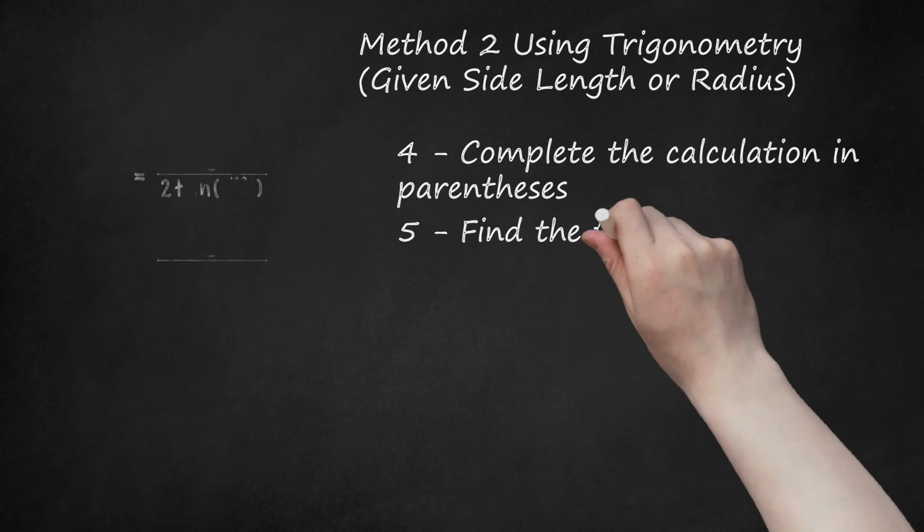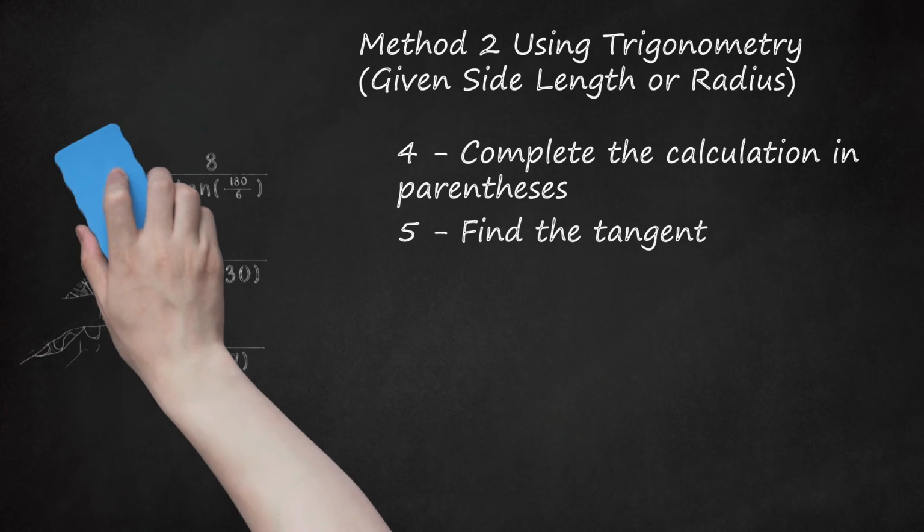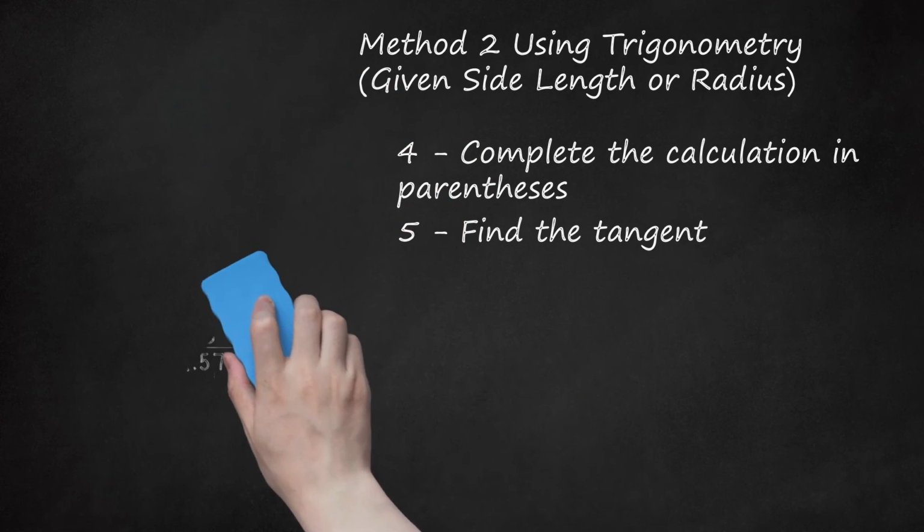5. Find the tangent. To do this, use a calculator or a trigonometry table. For example, the tangent of 30 is about 0.577, so the formula will now look like this: 8 / (2 × 0.577).